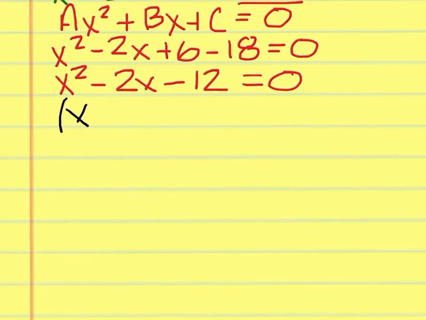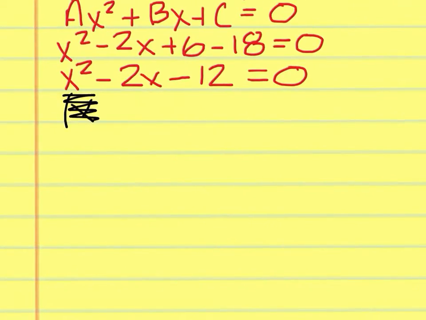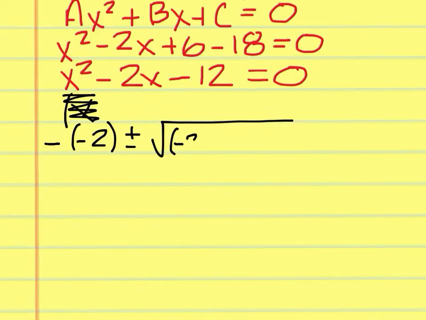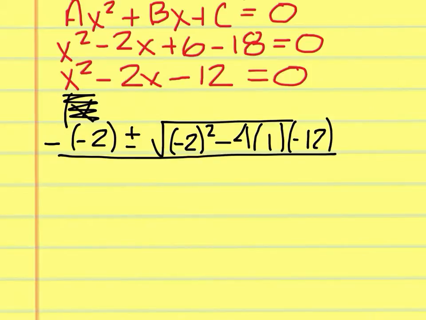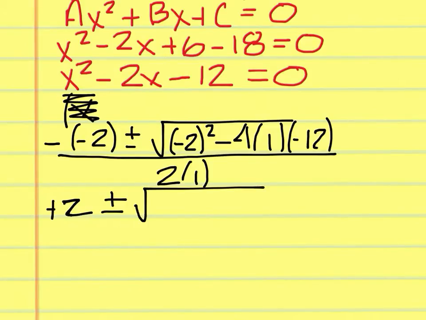We've tried to factor this one and it's not going to work out. So we'll use the quadratic formula to do a negative, negative 2 plus or minus the square root of the quantity squared of negative 2 minus 4 times 1 times a negative 12. All of that over 2 times 1. So we end up with a positive 2 plus or minus the square root of the simplification of that underneath. You have a double negative, so that's going to be a plus.